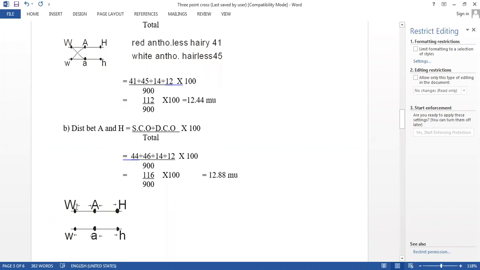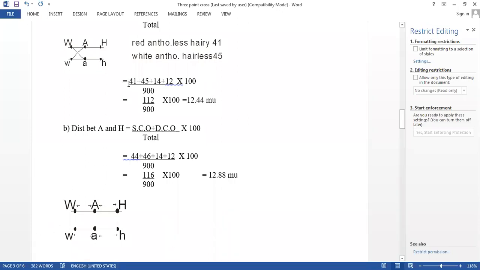Now 12.44, you have to write here in between. Here also it is the same. This distance between W and A is 12.44 map units, and the distance between A and H is 12.88 map units. You have to write it here between the arrows. So this is called a chromosomal map.